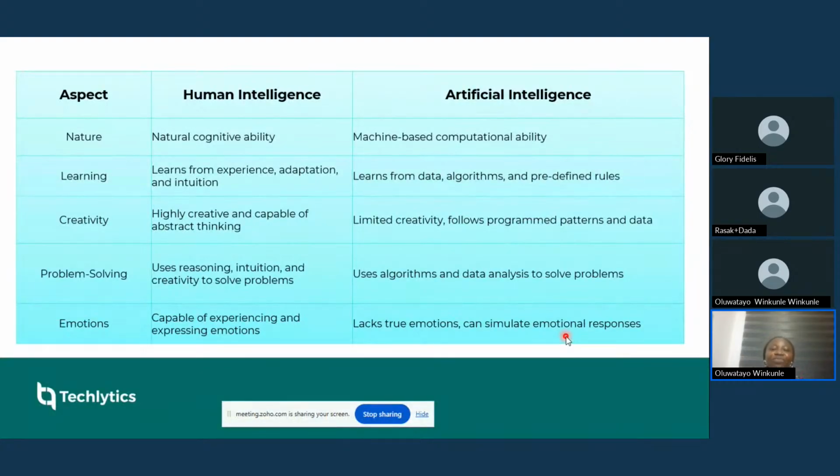Theoretically, there are distinct differences between human intelligence and artificial intelligence. Some of them are natural cognitive ability, which comes to us naturally as humans, but AI systems use computers. A lot of people have probably heard that AI uses computers. Yes, it may not be like the computer that you and I use, but it depends on the angle we look at it from.